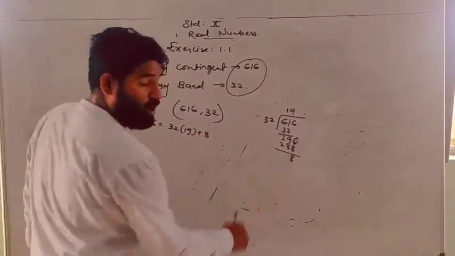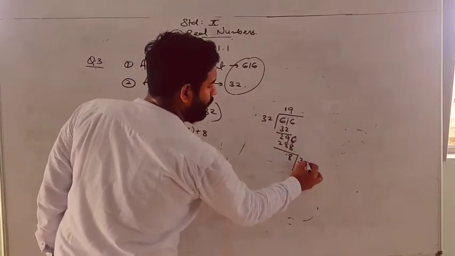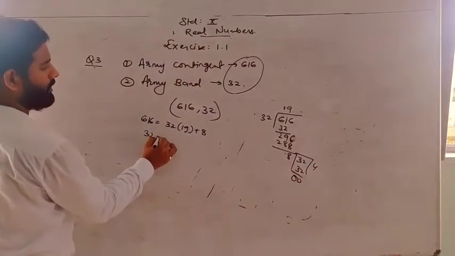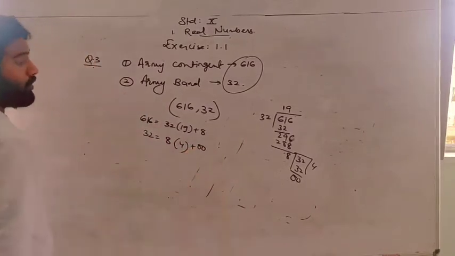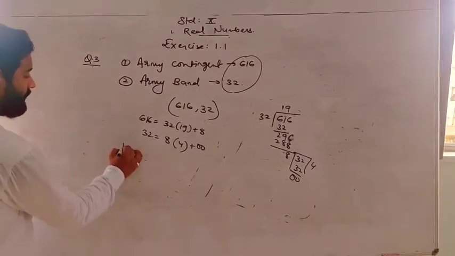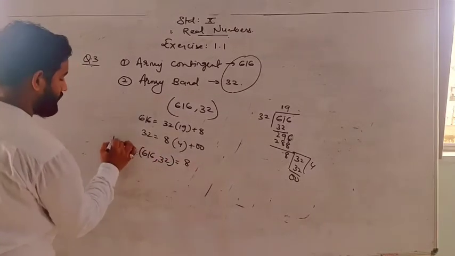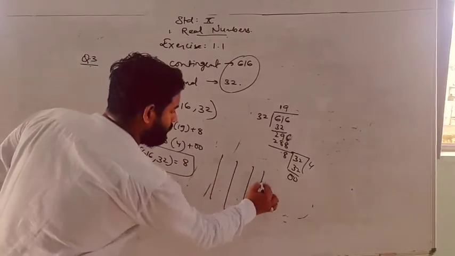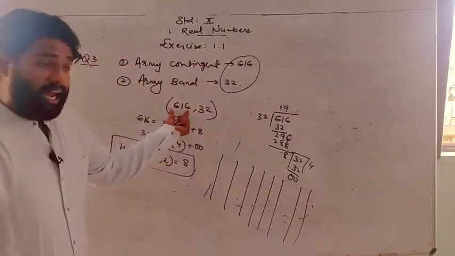Now, we have not got a zero remainder, so further division is possible. This 8 will be the divisor and 32 will be your dividend. So 8 4s are 32 and 0. So how can this 32 be represented? As 8 into 4 plus 0. So what is the HCF? Whatever divisor makes the remainder 0. So your HCF of 616 and 32 is going to be 8. So what is the meaning of this? You have to make 8 columns. 1, 2, 3, 4, 5, 6, 7 and 8.